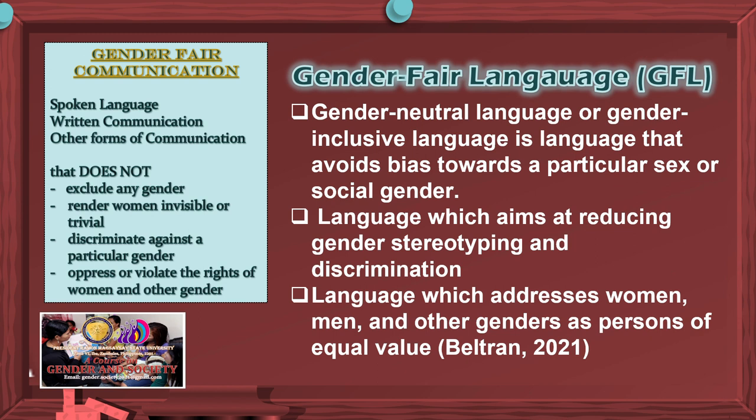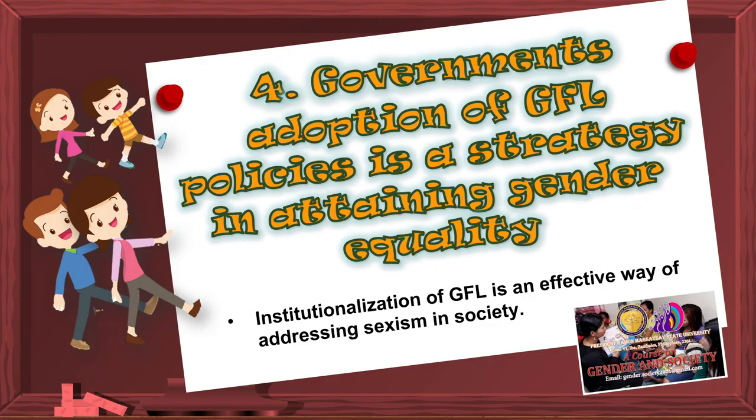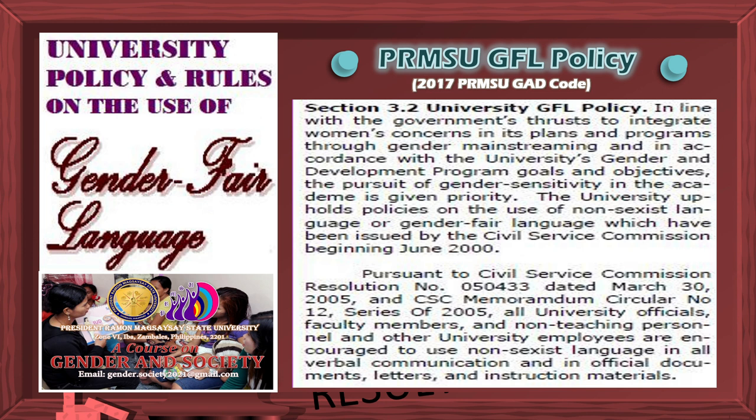This is the language that avoids bias towards a particular sex or gender. Government's adaptation of gender-fair language policy is a strategy in attaining gender equality. The institutionalization of gender-fair language is done through official proclamations and policies by agencies and institutions, which is an effective way of addressing sexism in our society. The Civil Service Commission, more than a decade ago, issued a policy that requires all agencies to use gender-fair language in public and official communication. In our university, we have adopted the gender-fair language policy in mid-2000, in accordance with the Civil Service Commission resolution dated March 20, 2005.